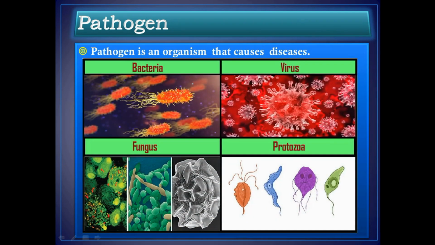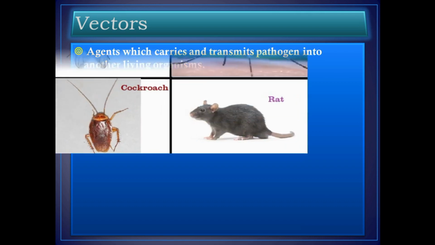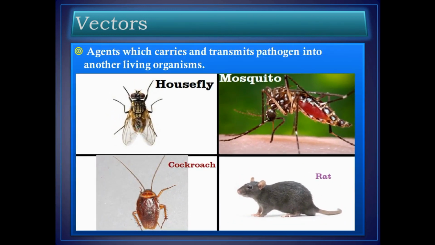Now let's see what is a pathogen. Pathogen is an organism that causes diseases. For example, bacteria, virus, fungus and protozoa. These are the examples of various pathogens. Now let's see what is a vector. Vector is an agent which carries and transmits pathogen into another living organism. So they are acting as an agent or mediator who carries these pathogens to another living organism. The common vectors are housefly, mosquitoes, cockroaches and rats.